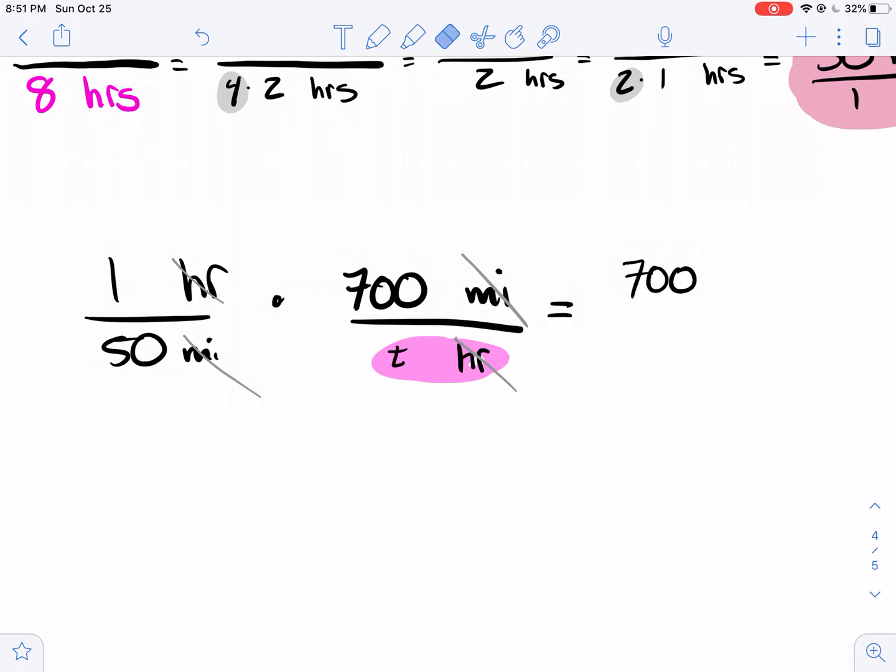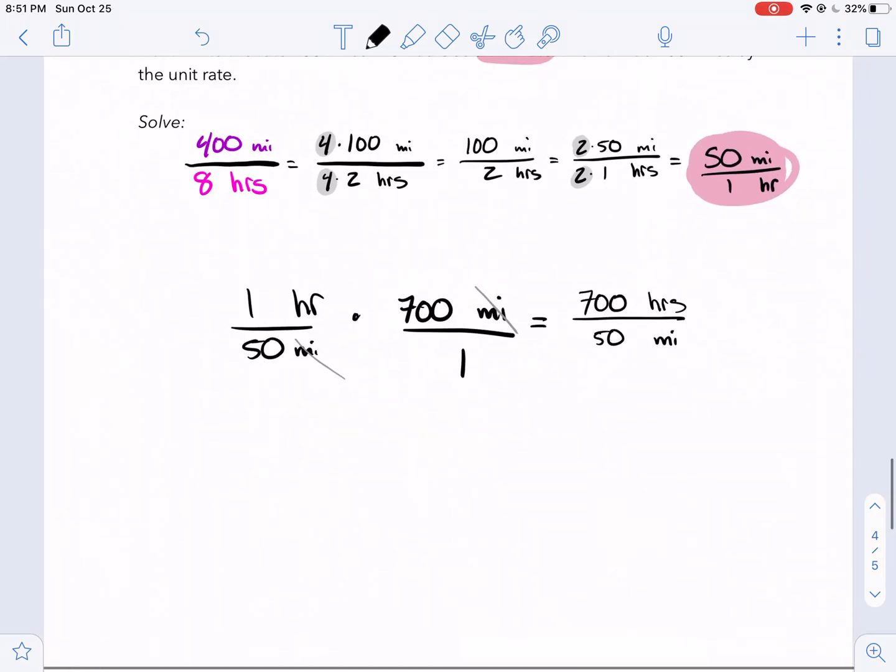Technically, I didn't need to put this here. I just wanted 1. That's what I did wrong, because it'll come out hours on top. So you have 700 hours for 50 miles. There we go. All right. And then those are both divisible by 10. Those are also both divisible by 50. And this is going to come out to be 14. The miles canceled out, so it's just 14 hours.